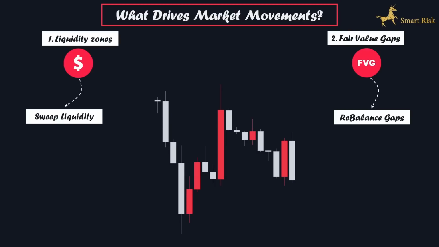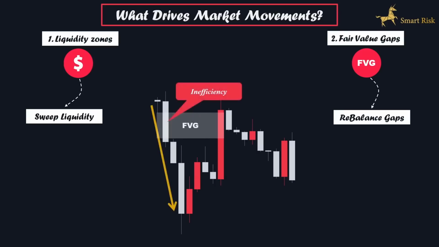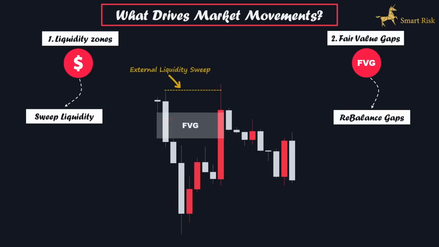The second factor is the fair value gaps. The market consistently shows a tendency to fill and rebalance the gaps present within it. If you look at this example, you can notice that the price sharply dropped with inefficiency, leaving a fair value gap behind. Subsequently, the price moved back up and filled the fair value gap.